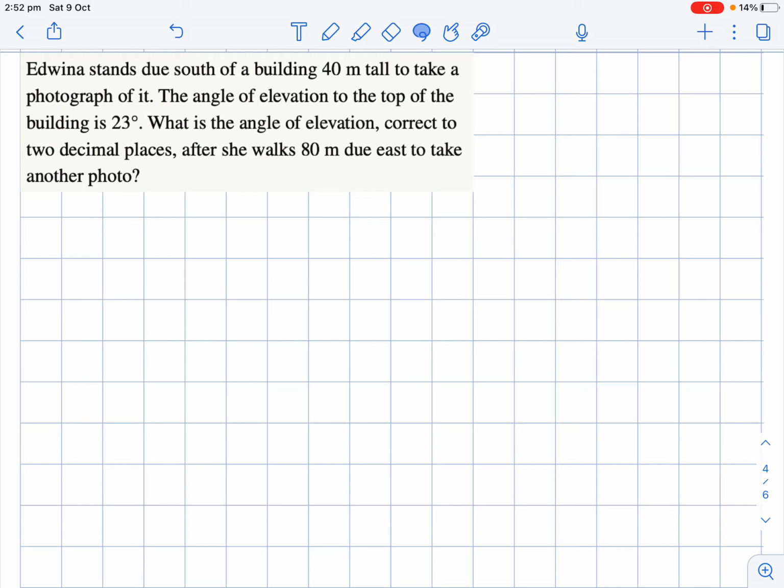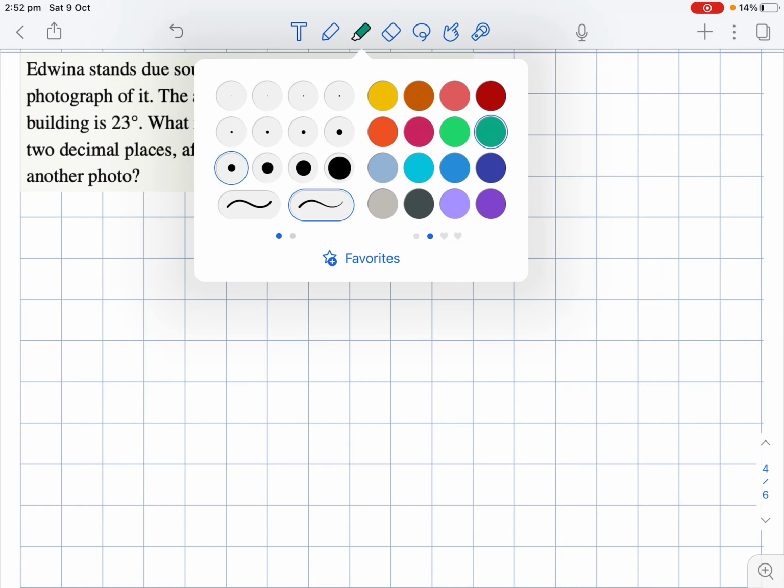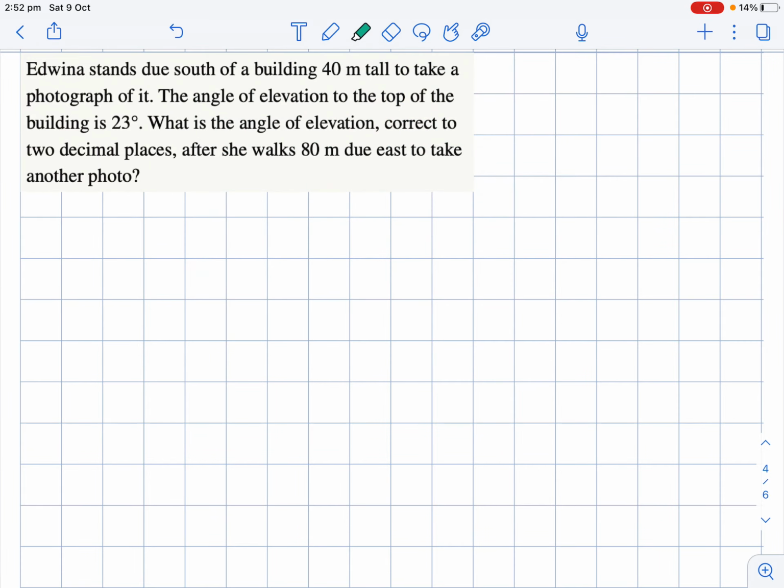Edwina stands due south of a building 40 metres tall to take a photograph of it. The angle of elevation to the top of the building is 23 degrees. What is the angle of elevation, correct to 2 decimal places, after she walks 80 metres due east to take another photo? Alright, so first thing, let's actually highlight our key information here.